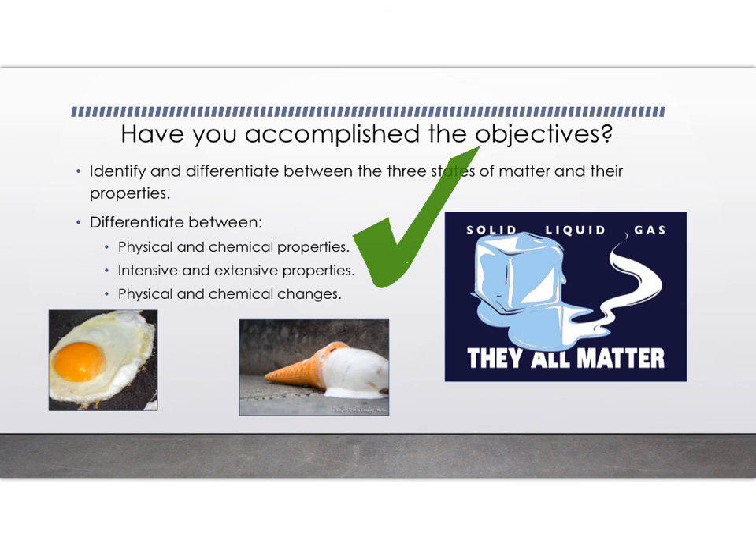Have you accomplished the objectives? Are you able to correctly identify and differentiate between the three states of matter and their properties? Can you tell the difference between a physical and chemical property, intensive versus an extensive property, or even physical versus a chemical change? If you cannot, I would go back to the specific section that's giving you issues or trouble and then rewatch the video or take note and ask me questions in class.